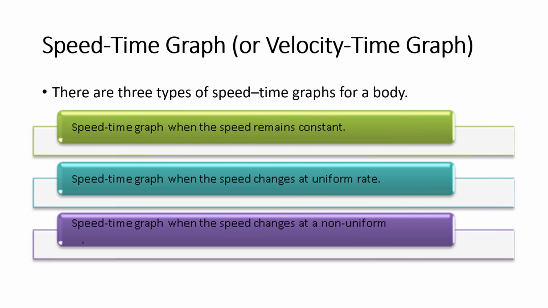So here we will study three types of speed time graphs or velocity time graphs for a body. First one is when the speed remains constant. Second one is when the speed changes at a uniform rate. And third type of speed time graph is when speed changes at a non-uniform rate.